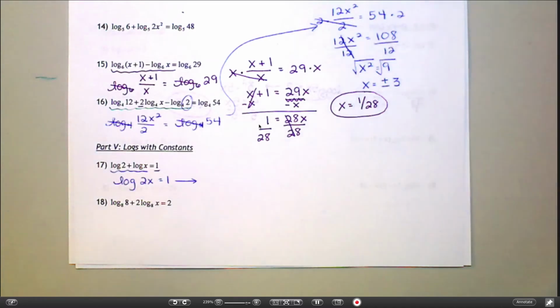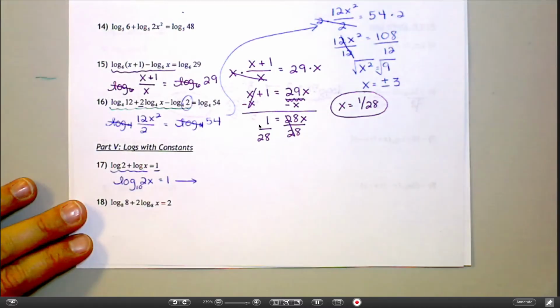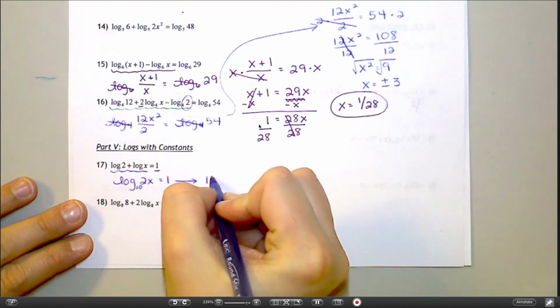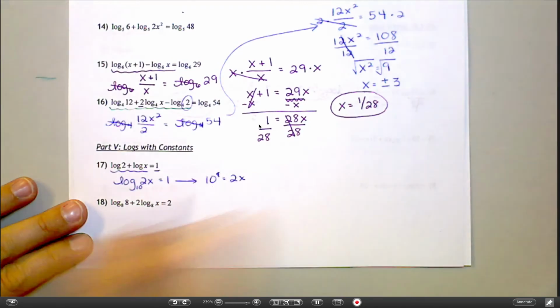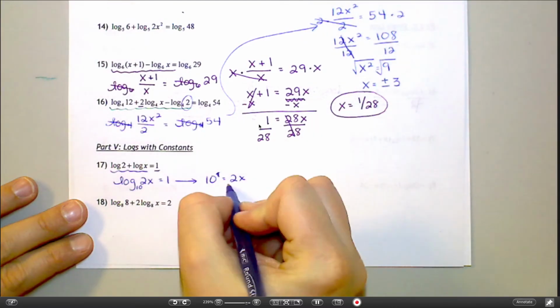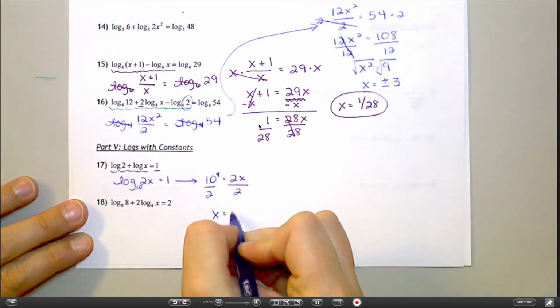Are you confused because there's no base there? Okay, the base is 10. If there's no base there, the base is 10. So I would say 10 to the power of 1 is equal to 2x, which of course 10 to the power of 1 is just 10, right? Divide by 2, divide by 2, x equals 5.